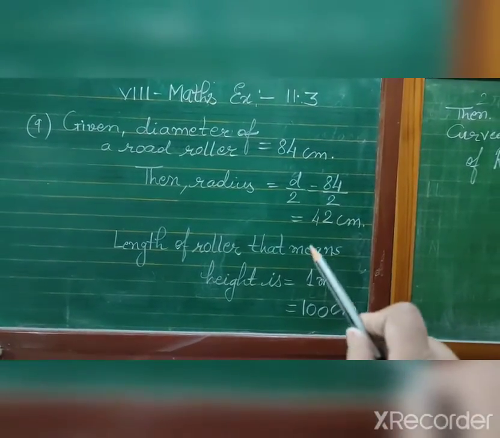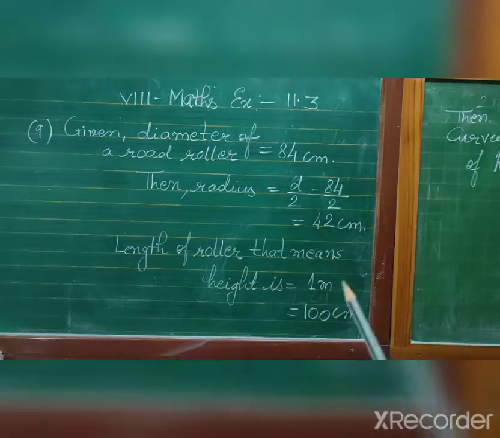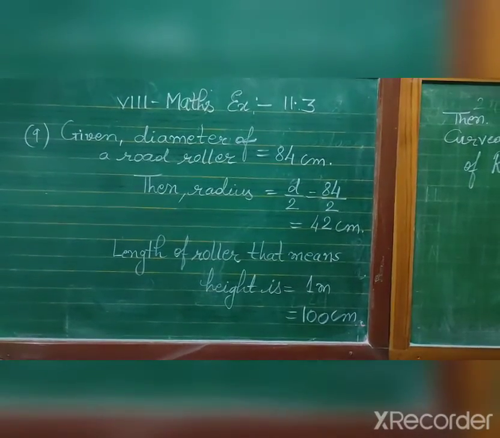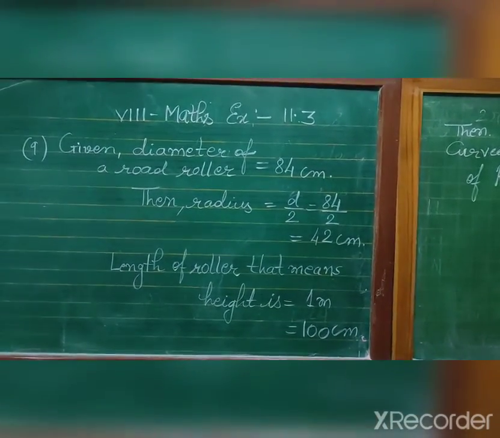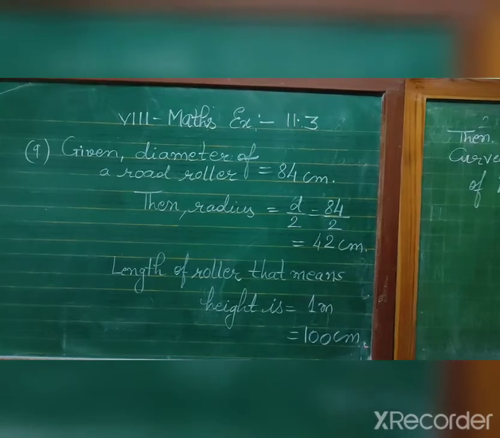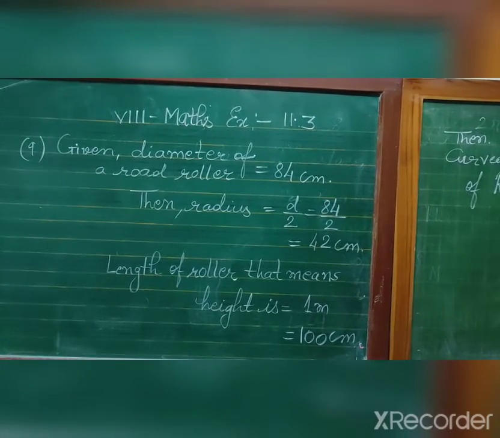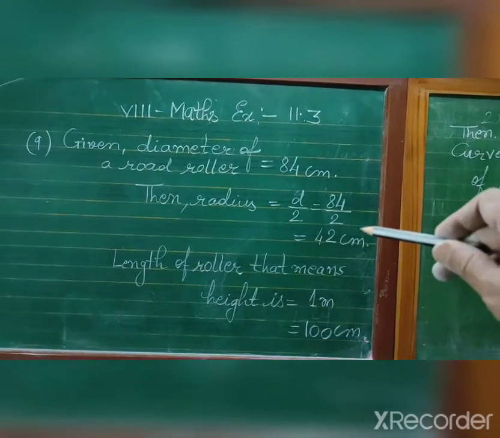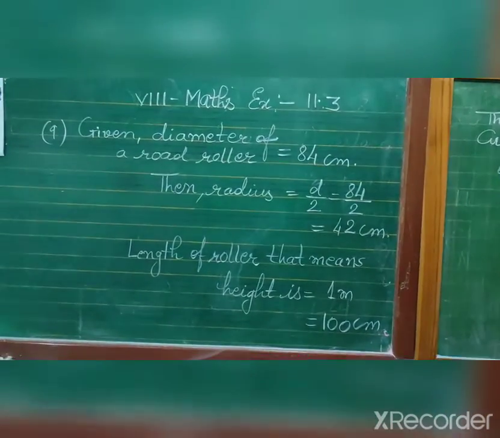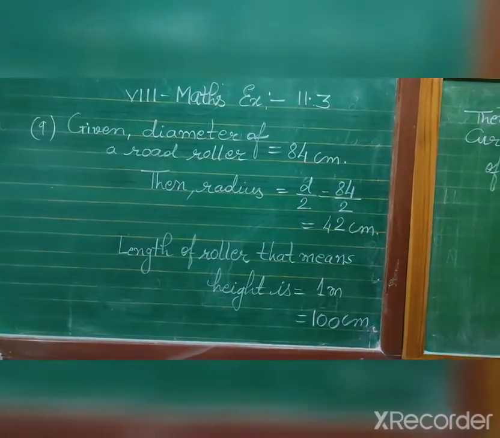"is" and an equal sign; you can cut the equal sign or cut "is". From both you can cut one thing. Okay, so length of roller, that means height, is 1 meter, that means 100 centimeter, because the radius is given in centimeters. So the same units should be there.